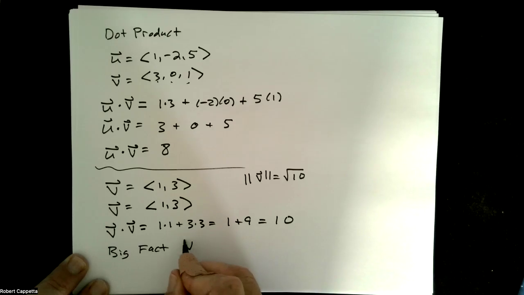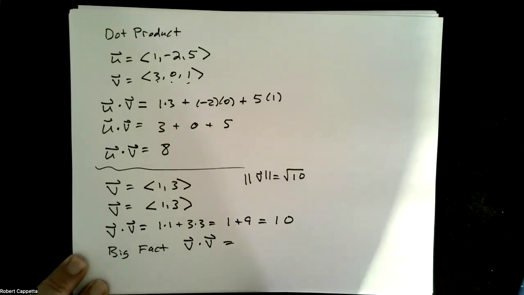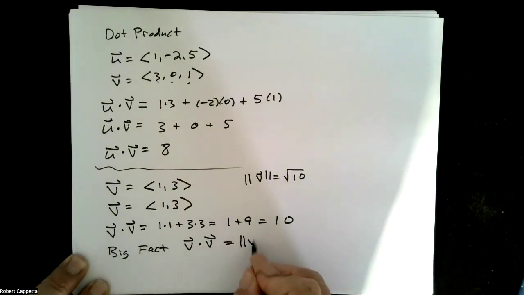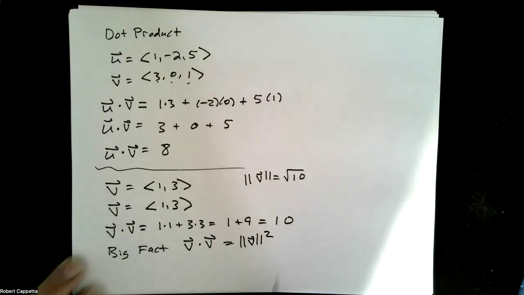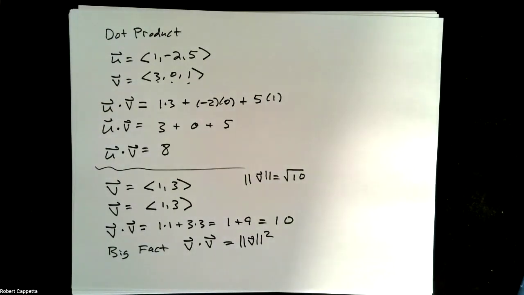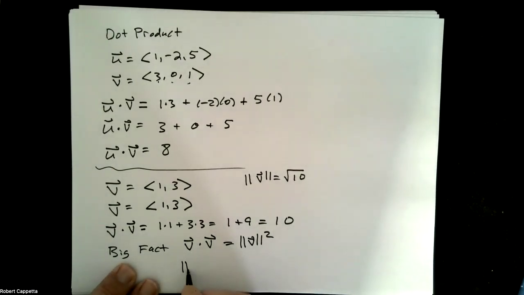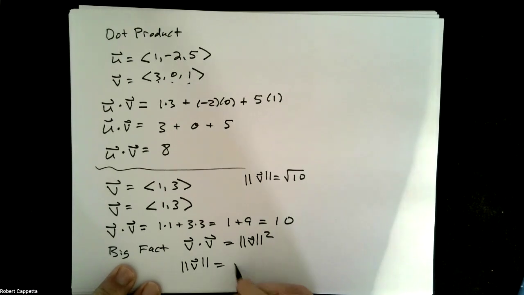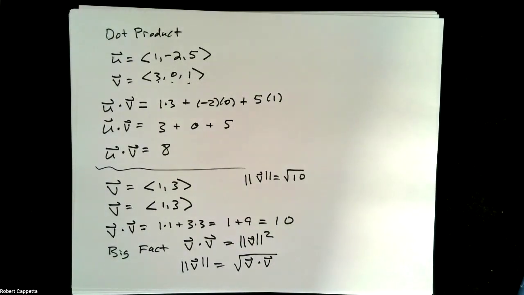V dot v, thanks to the Pythagorean theorem, is going to represent the magnitude of v squared. So to finish this, if you want a formula for the magnitude of v, the magnitude of v is simply going to be the square root of v dot v. So that's how we connect the idea of the dot product with the notion of the magnitude or length of a vector.